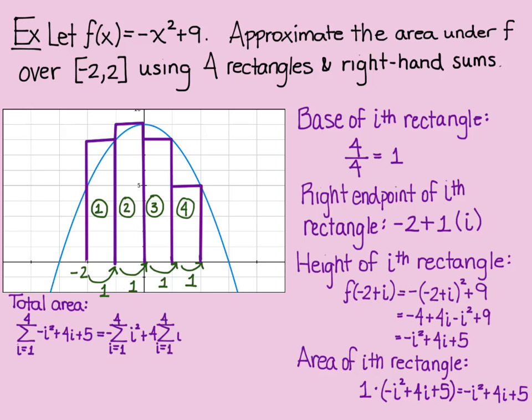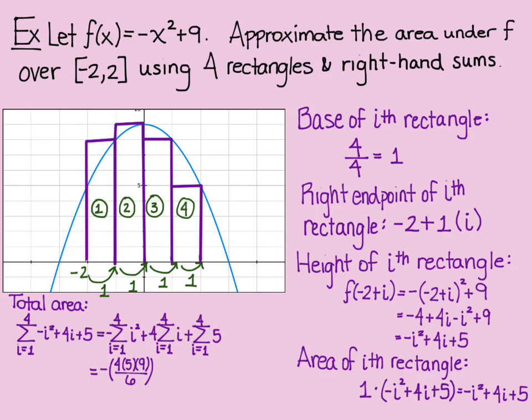We can pull a negative out of everything, so I have a negative, sum from 1 to 4 of i squared. Now I can pull a 4 out of the second term, so I have plus 4 times the sum as i goes from 1 to 4 of i. And then the last one's just a constant, so I'm going to leave it alone. So plus the sum as i goes from 1 to 4 of 5.